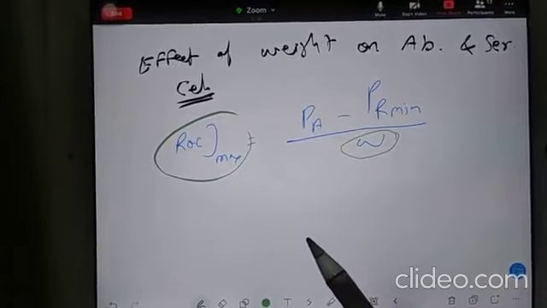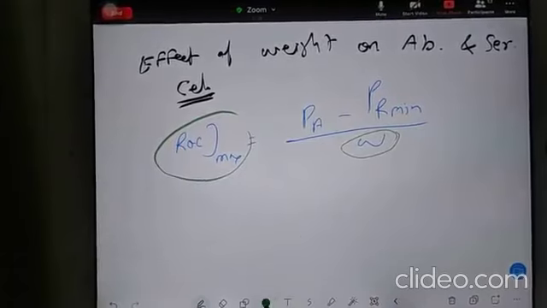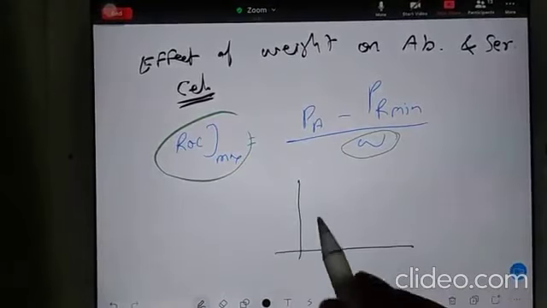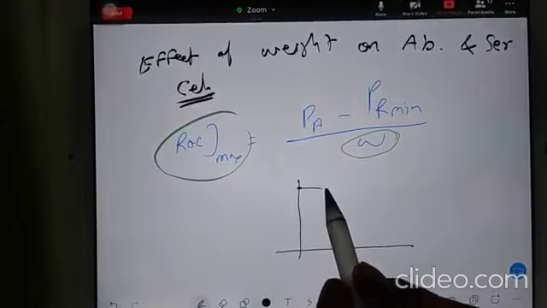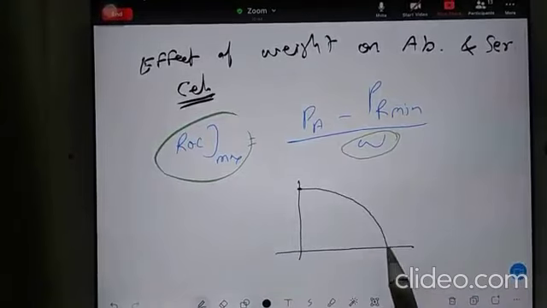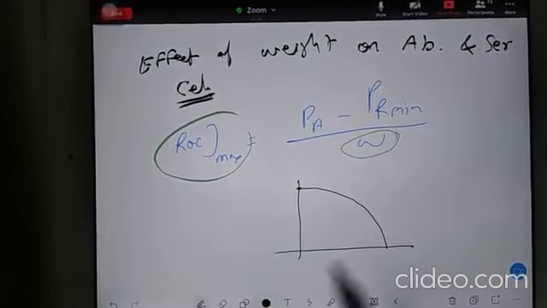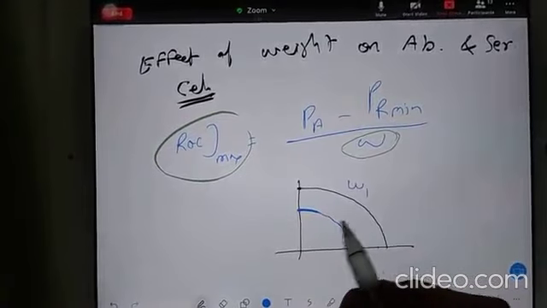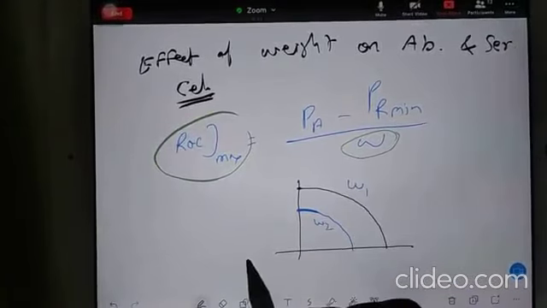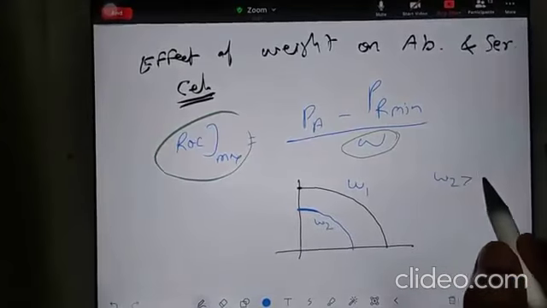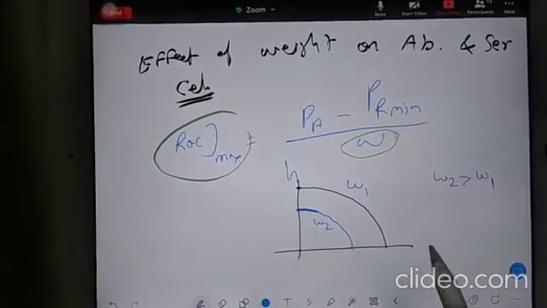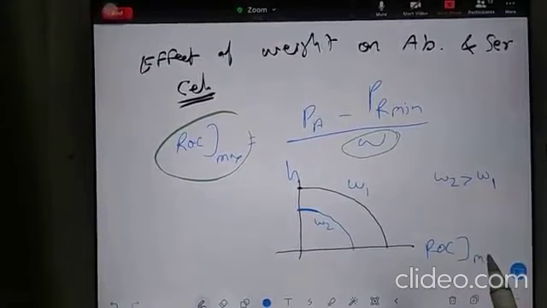So lesser will be the absolute ceiling. It means if I draw using a curve, your height and ROC curve will go like this. And I will draw two different diagrams. This is for W1 weight, this is for W2 weight. And I am considering W2 is more than W1. And this is your altitude versus ROC max.